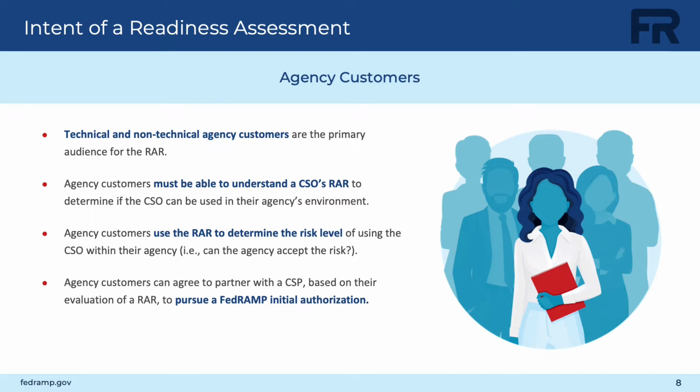offering. Agency customers must be able to first understand a CSO's RAR to determine if the CSO can be used in their agency's environment, and second, use the RAR to determine the risk level of using the CSO within their agency. Is the agency authorizing official, or AO, able to accept the risk? Finally, based on agency evaluation of the RAR, they can agree to partner with the CSP to pursue a FedRAMP initial authorization. This RAR can serve as the CSP's technical marketing tool to agency customers to enable successful partnership between the CSP and an agency.